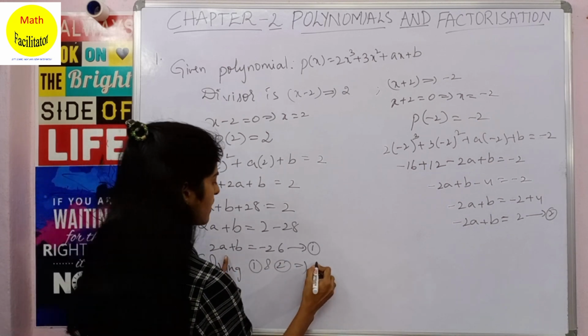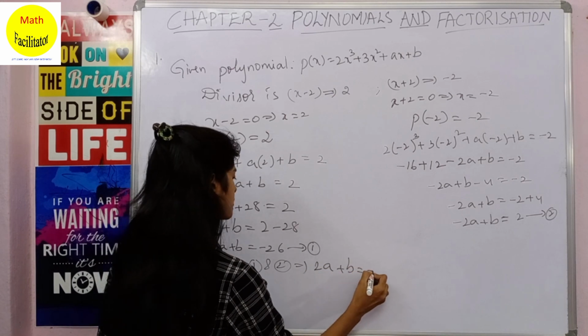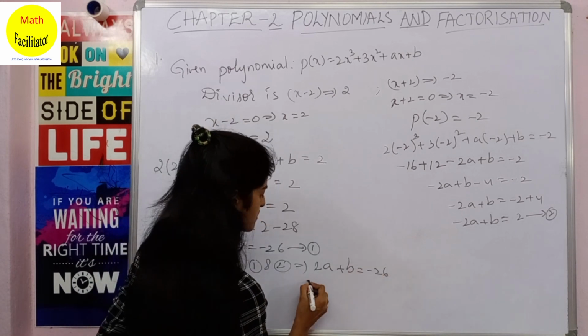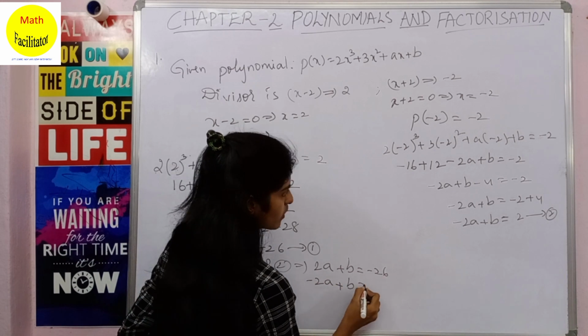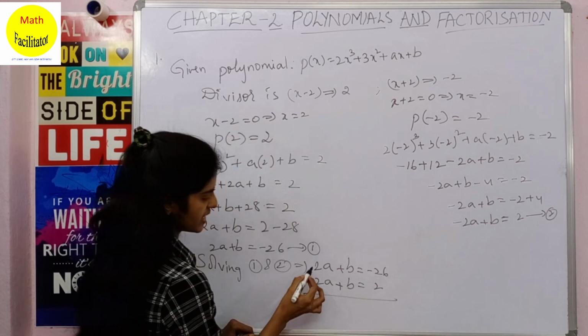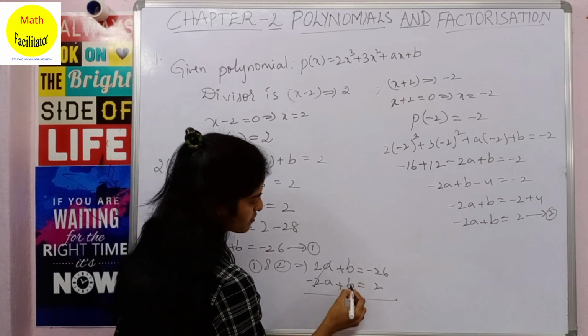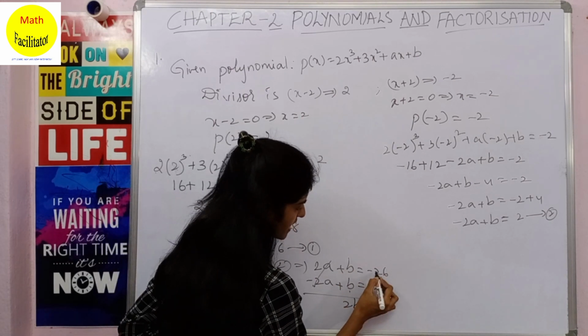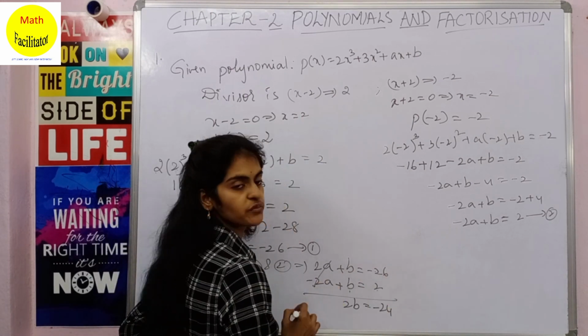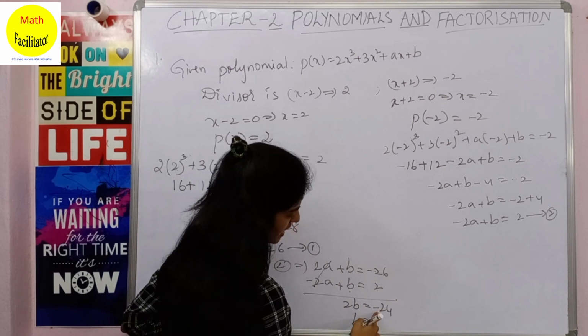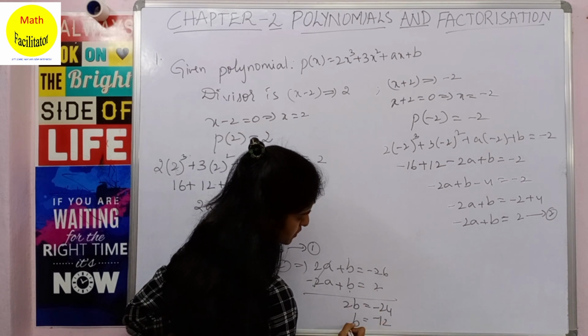So this is nothing but 2a plus b equal to minus 26, and equation 2 is minus 2a plus b equal to 2. Okay, so plus 2a minus 2a gets cancelled, and b plus b is 2b equal to minus 26 plus 2, which is minus 24. So b is what? b is minus 24 divided by 2, so it is minus 12.